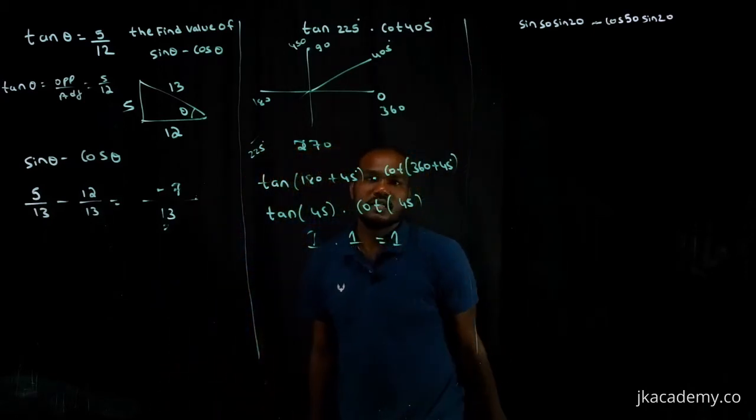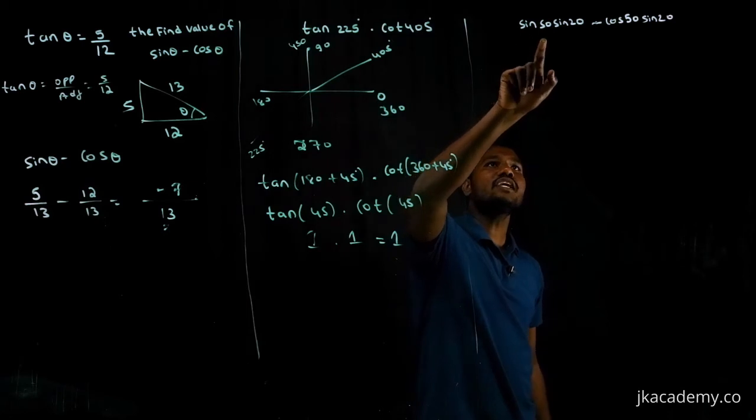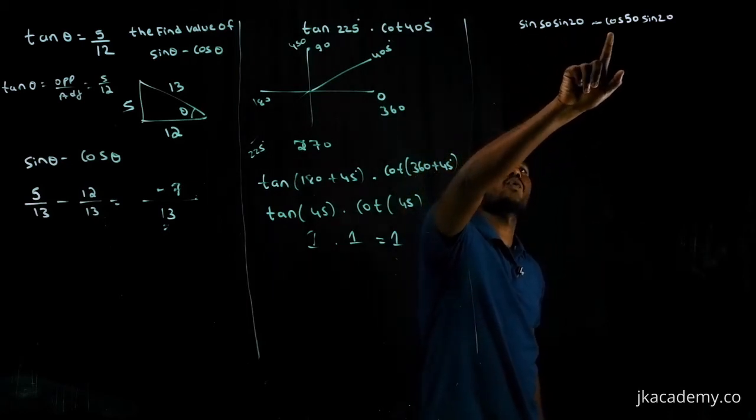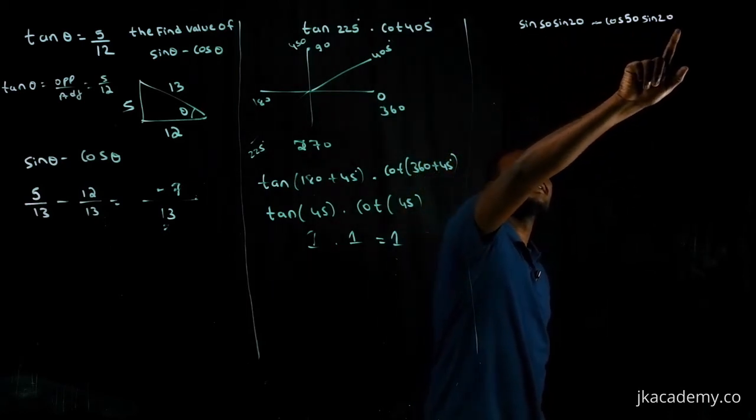This is the second question. Let's go to the third question. Sine 50 sine 20 minus cos 50 sine 20.